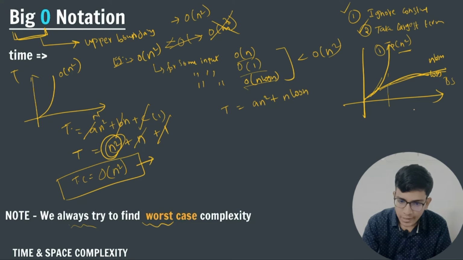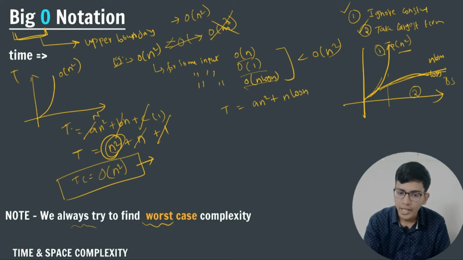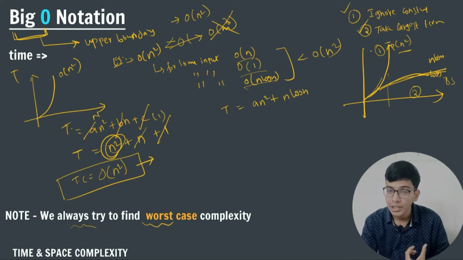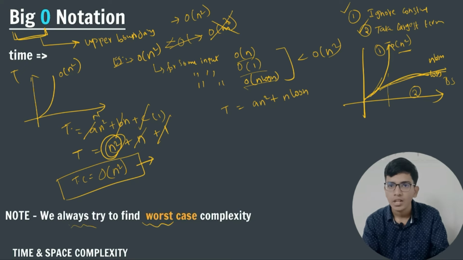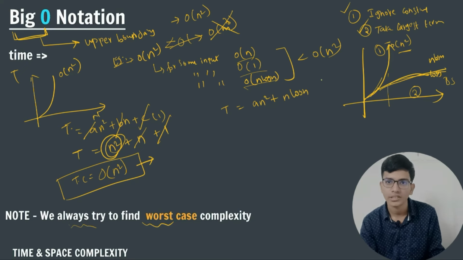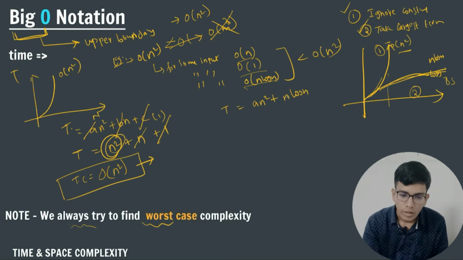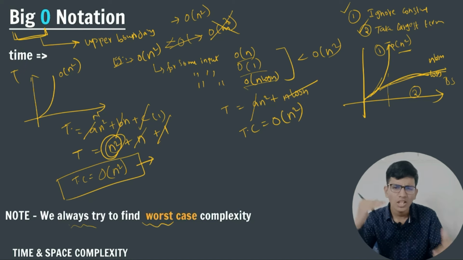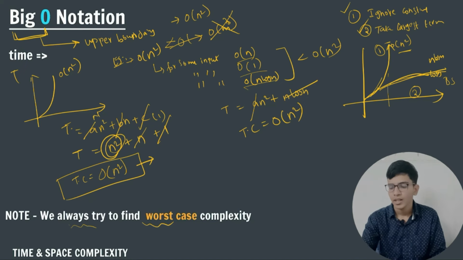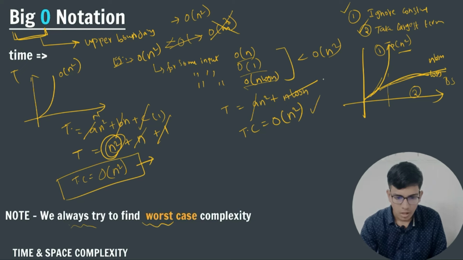this particular line, line 1, line 2. Line 1 will take more time to execute. Taking more time means worst case. So what I told you is that we only consider the worst case to calculate time complexity. So here we'll ignore this, and our time complexity will become big O of n square. It means that the upper boundary of my given code is big O of n square.